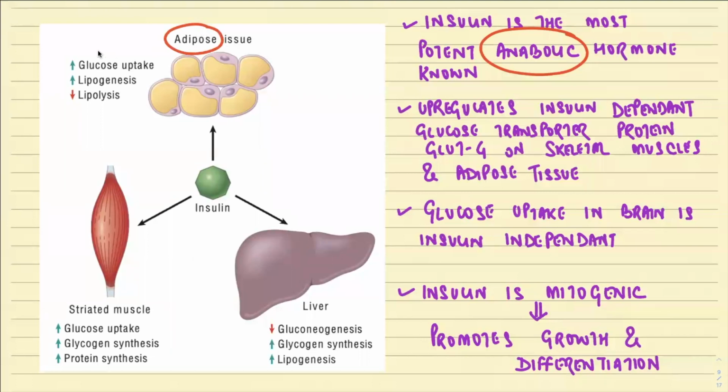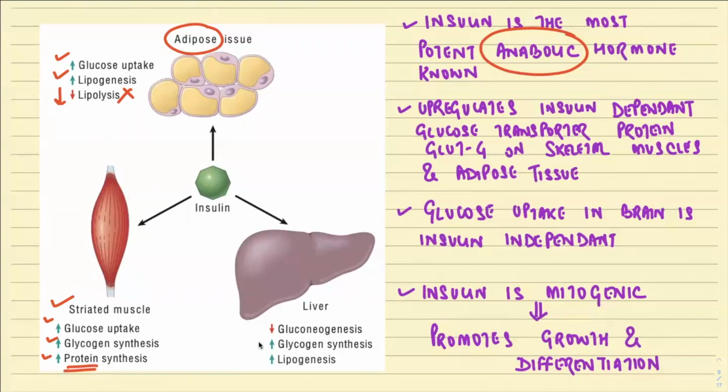If you see, they will increase the glucose uptake. They will stimulate lipogenesis, that means deposition of fat. And they are going to decrease lipolysis. They will not allow the fat breakdown to occur. At the level of the striated muscles, again, they are going to increase the glucose uptake and convert the excess glucose into glycogen. They are also going to increase protein synthesis as well.